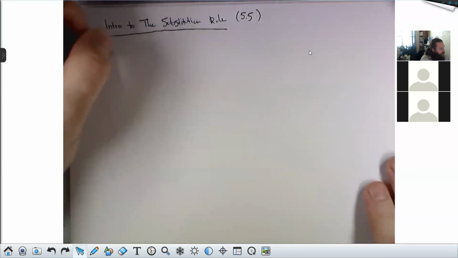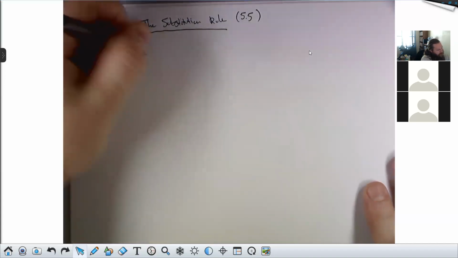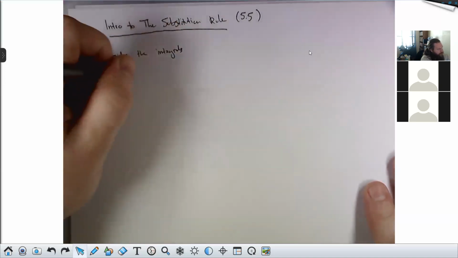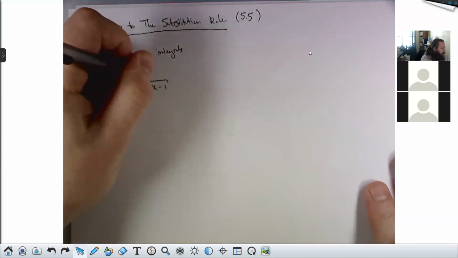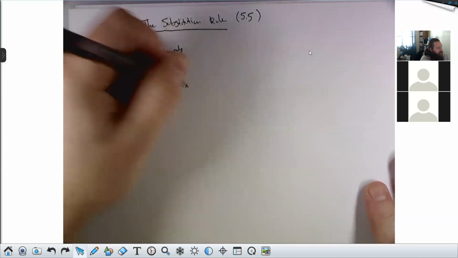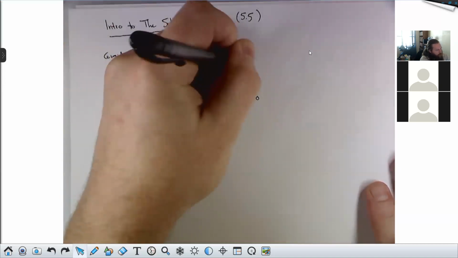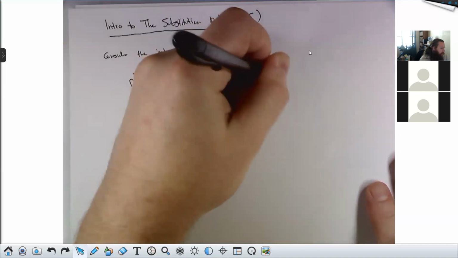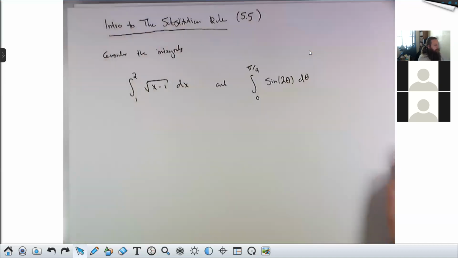I want you to consider the two integrals: the integral from 1 to 2 of the square root of x minus 1 dx, and the integral from 0 to pi over 4 of sine 2 theta d theta.